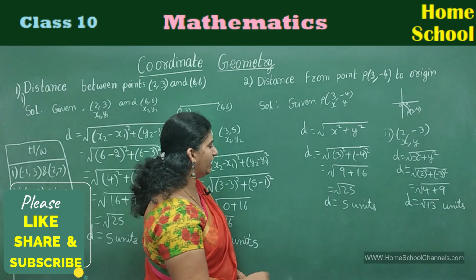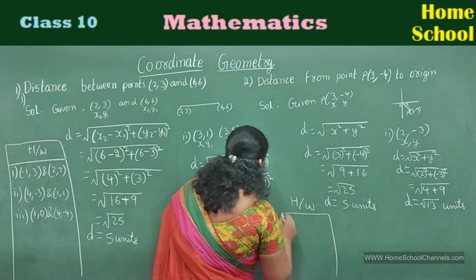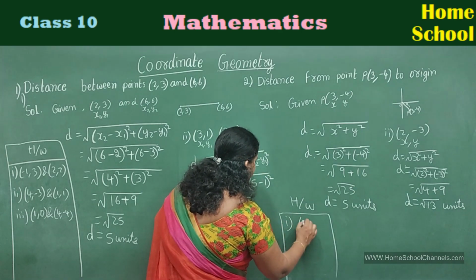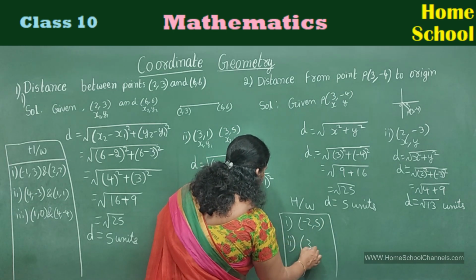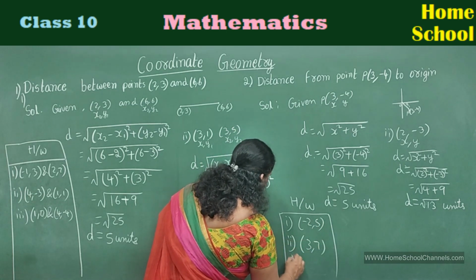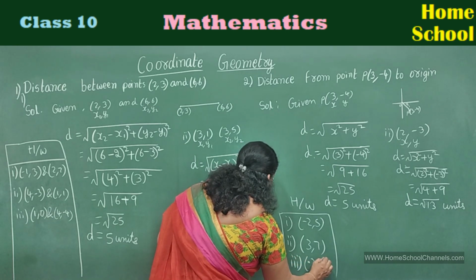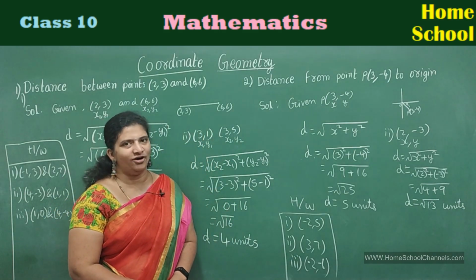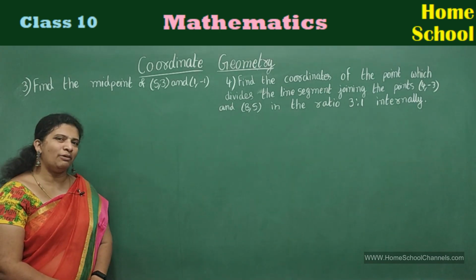Okay. So you can take homework. You can take any 3 problems. Let me write here. From origin minus 2, 5. From origin 3, 7. And this is minus 2, minus 6. Right? Find the distance from the origin.